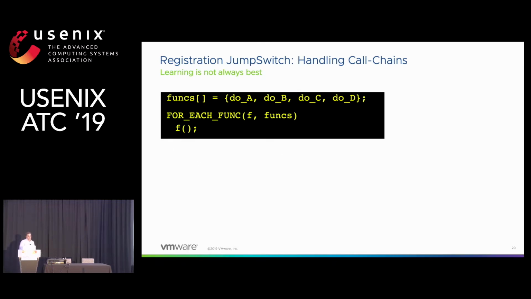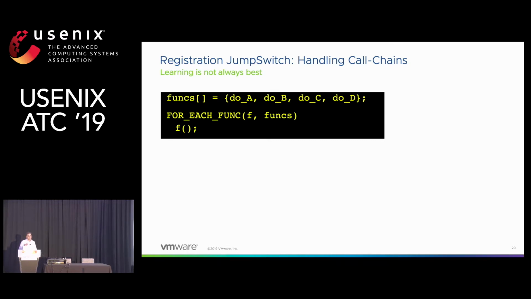Finally, the last problem that I will talk about is the call chains. And for this reason, we are using registration JumpSwitch that I will present next. But let's assume for a second that we have a call chain, and that this call chain does not change very frequently. Again, this is based on actual things that we saw in the Linux kernel, and I will show later on.